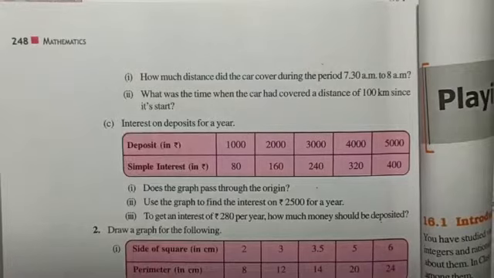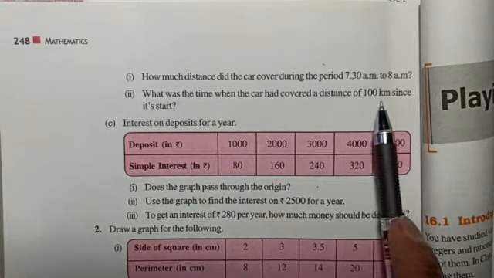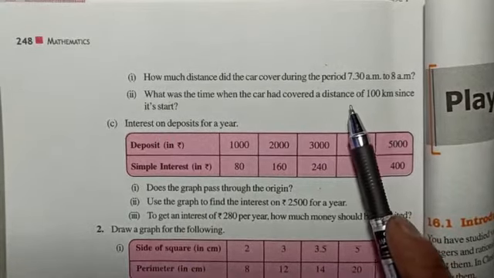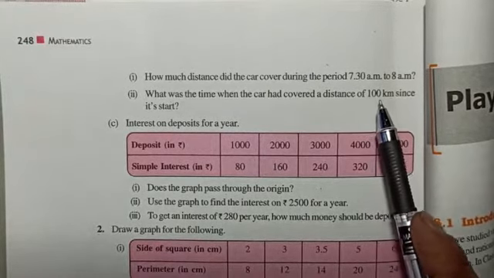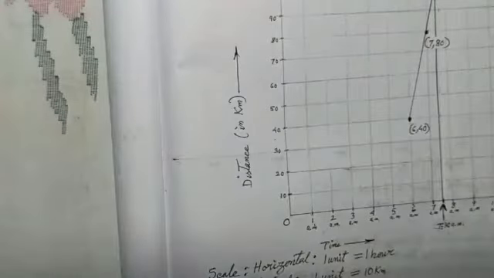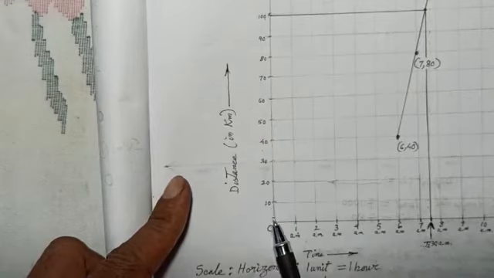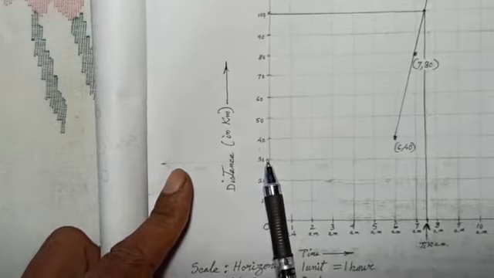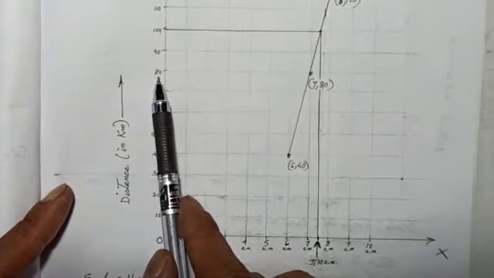Next, Roman number 2. What was the time when the car had covered a distance of 100 km since its start? So we are going to find out the time when the car covered a distance of 100 km. Now let us see in the graph. So this is the graph and this is distance in kilometer. So in this distance, let us see 100 km: 10, 20, 30, 40, 50, 60, 70, 80, 90, 100 here.